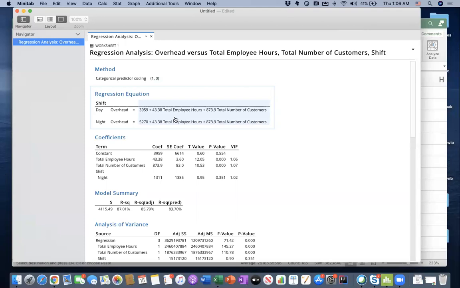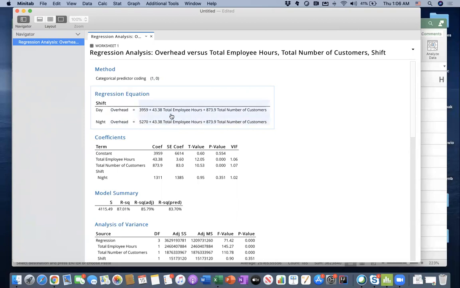Those are the same. Only the intercept is changing. This constant is changing. You could actually use just one simple equation and put in 1 as a coefficient for night and 0 for day. But Minitab breaks things into pieces, and it is helping us identify: if it's a day shift, use this equation; if it's a night shift, use this equation.